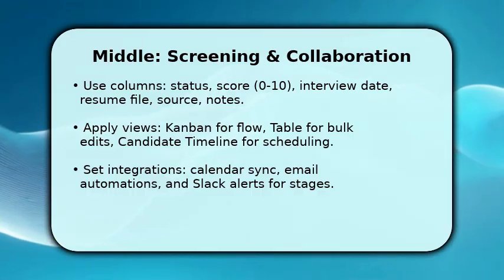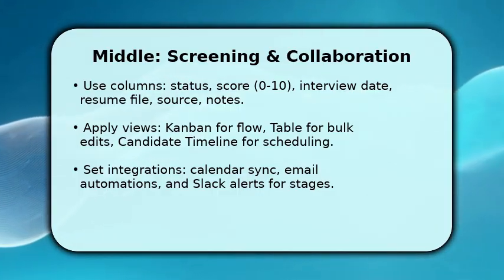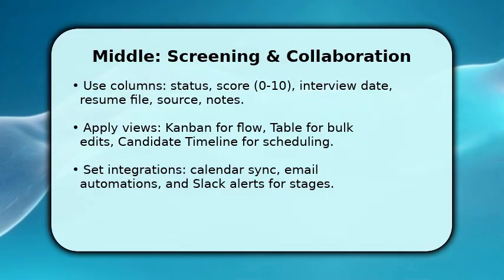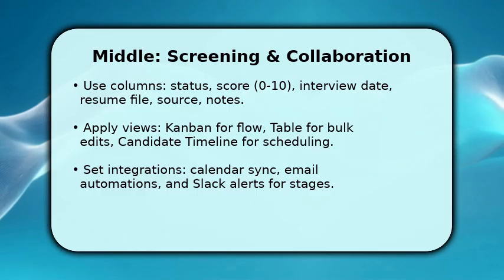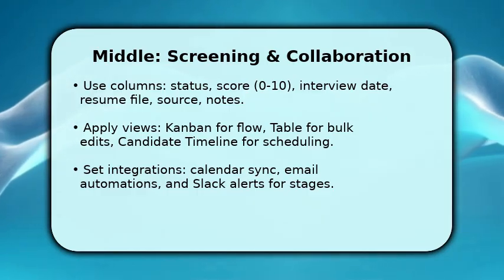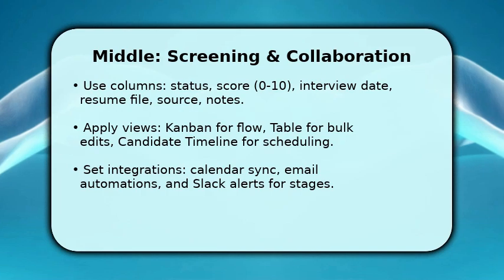Once done, use Kanban to push candidates through stages and table view for fast bulk edits like changing owners or scores. Make sure to integrate email templates and Slack alerts so hiring managers get real-time updates. This keeps decisions moving and reduces back and forth that stalls mid-process.